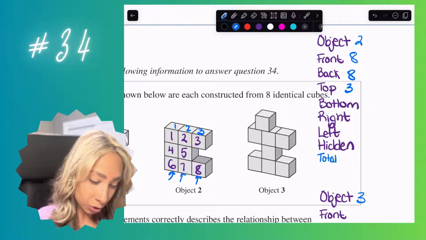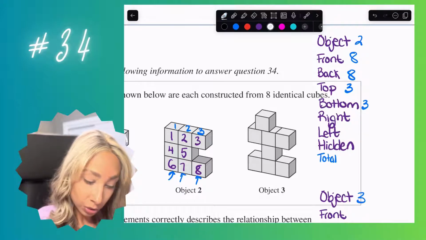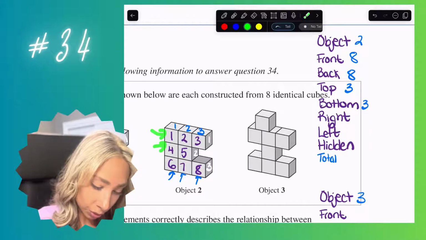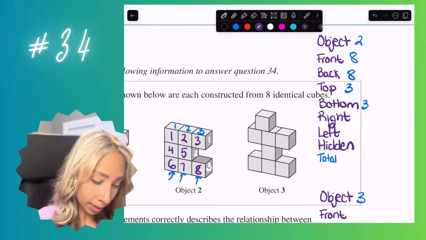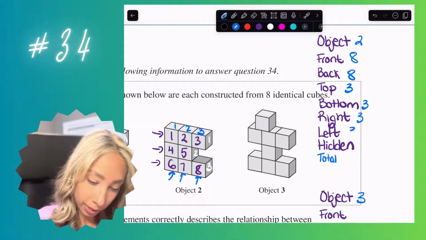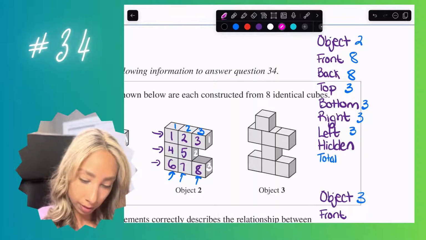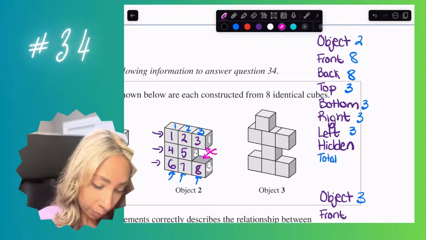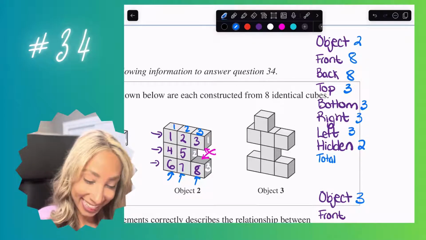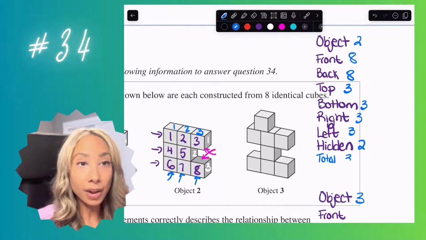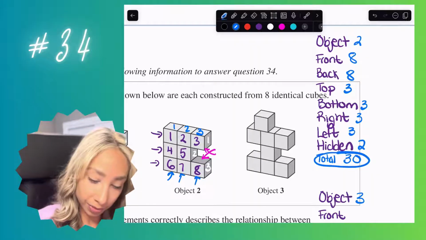The bottom, in this case, there's no kind of overhanging portions here. So this one is also going to be 3 for the bottom. The right is 1, 2, 3, which is going to be the same thing as the left there. I'll actually draw those in. So that's going to be 3 and 3. And then for the hidden portion, it's not too bad this time. It's just one hidden portion kind of there and the other that's hidden there. So that's going to be 2. So we can add all of those numbers up together, and for object 2, we're looking at a surface area of 30.